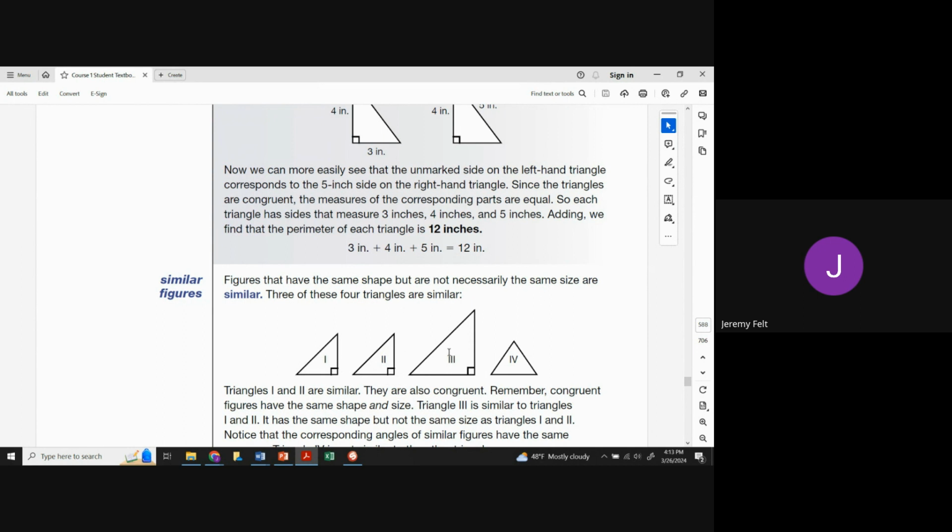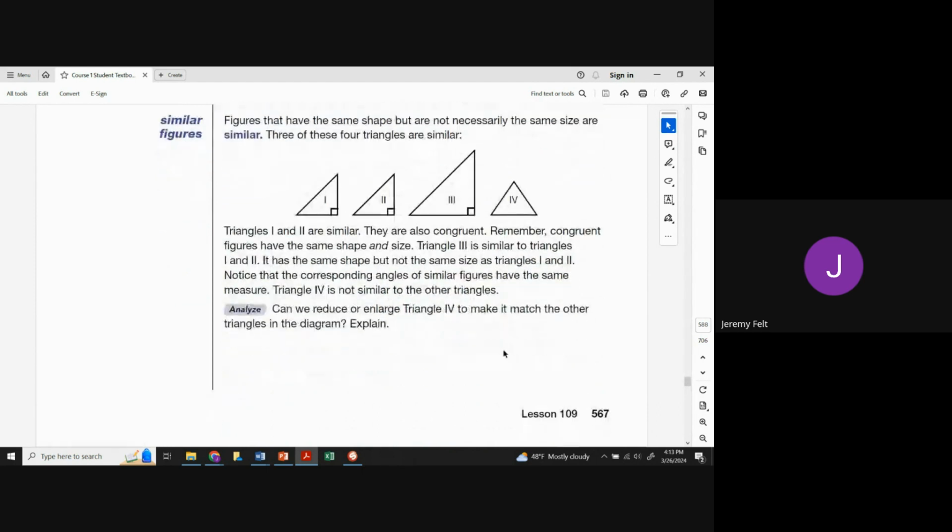Again, we're not just saying, oh, it looks. We have to be given some angle measurements and some side lengths to confirm that. But for these, we're just looking at. So 1 and 2, congruent. 1 and 3, similar. 1 and 4, well, there's no right angle, so none of the angles are the same. So it's not similar, and it's definitely not congruent.